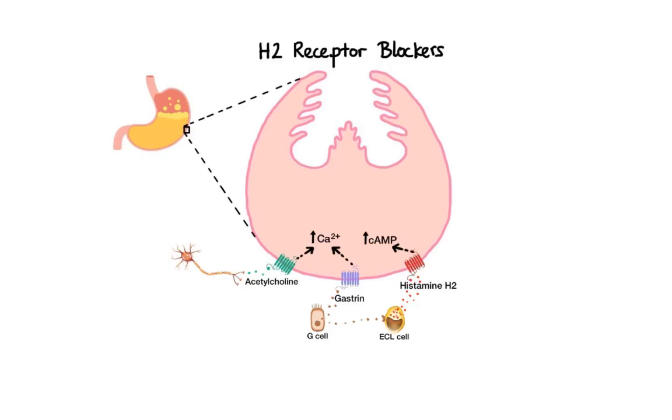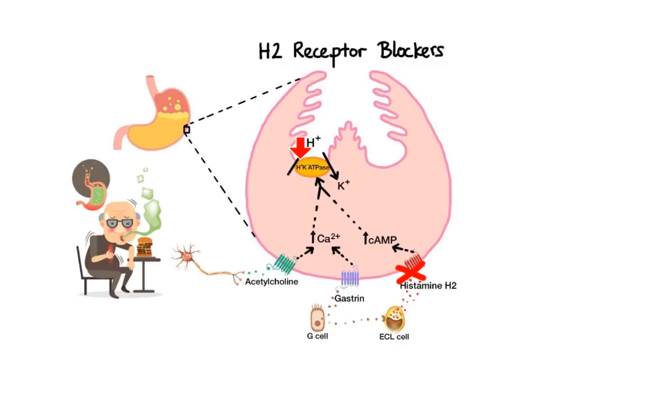Finally, histamine secreted from enterochromaffin-like cells acts on the H2 receptor to activate adenyl cyclase, leading to an increase of intracellular cyclic AMP levels. Now, this increase in intracellular cAMP and calcium results in activation of protein kinases, which in turn stimulate hydrogen-potassium ATPase. This so-called gastric proton pump secretes hydrogen ions into the lumen of the stomach in exchange for potassium. So H2 receptor antagonists selectively block H2 receptor sites, thus effectively reducing the secretion of gastric acid. This makes them useful in the treatment of gastric ulcers and gastroesophageal reflux disease.